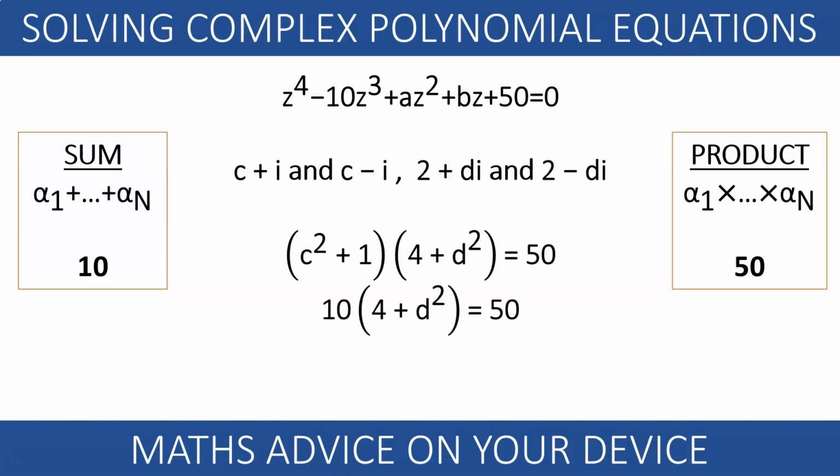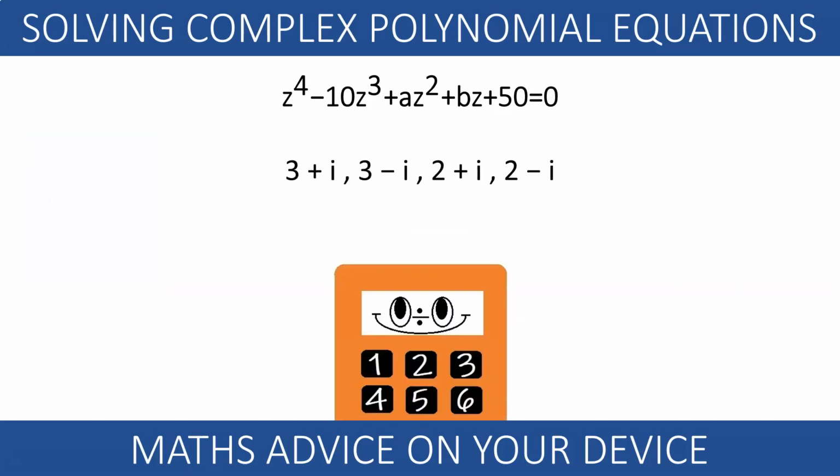Substituting c equals 3 into the equation, 3 squared plus 1 equals 10. So 4 plus d squared must be 5. d must be 1. The 4 roots come in conjugate pairs, and they are 3 plus i, 3 minus i, 2 plus i, and 2 minus i.